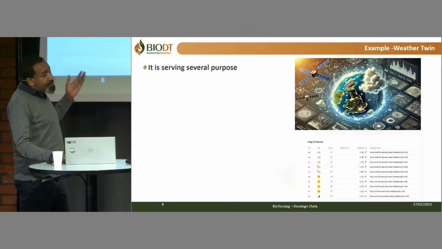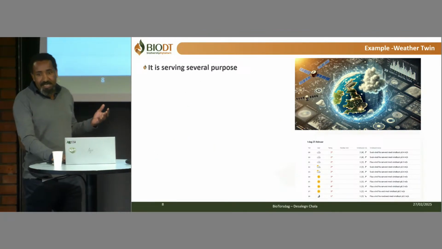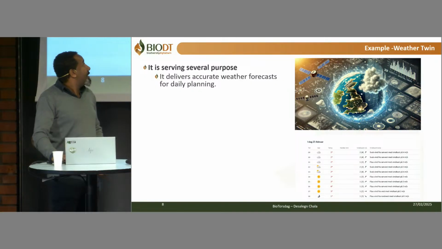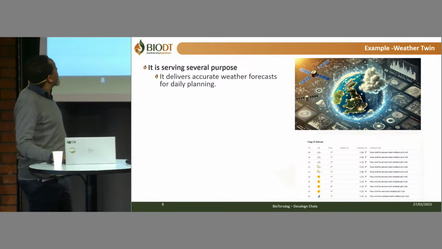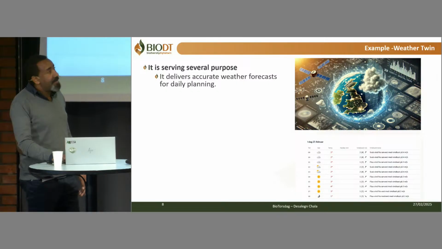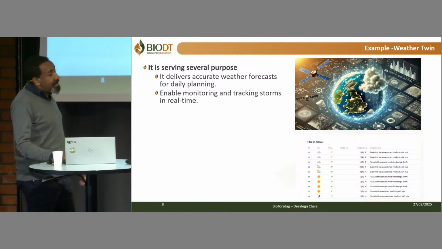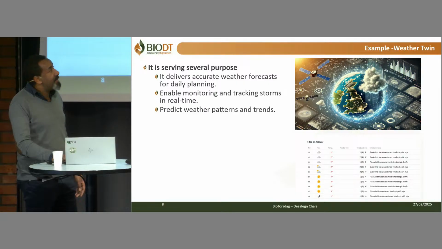So what's the purpose? If you just take this example of the weather twin, we can use it, for example, to deliver accurate weather forecasts for daily planning. Second, it can enable us to monitor and track storms in real time.